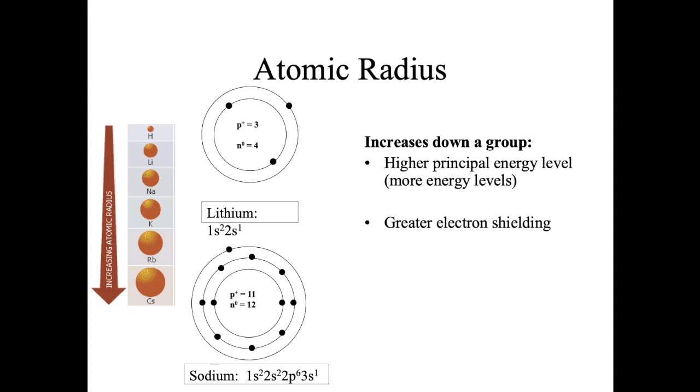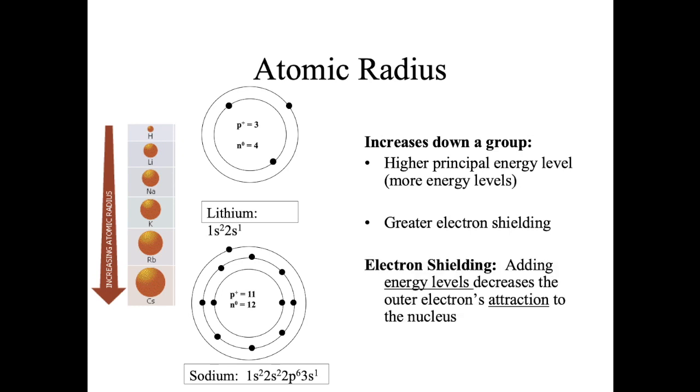More energy levels means there's greater electron shielding. Electron shielding is the phenomenon where if you add more energy levels, the electrons in those outermost energy levels feel less and less attraction to the nucleus, the farther away that they are from it.